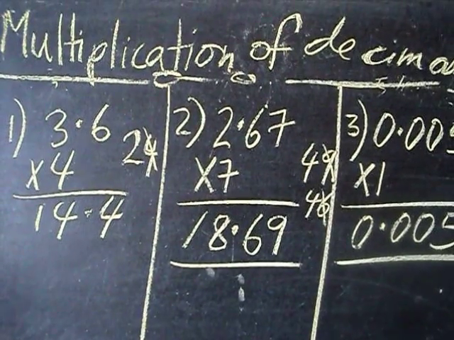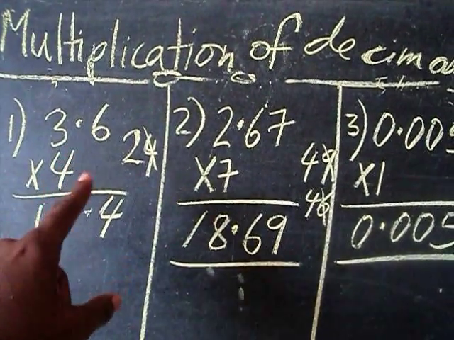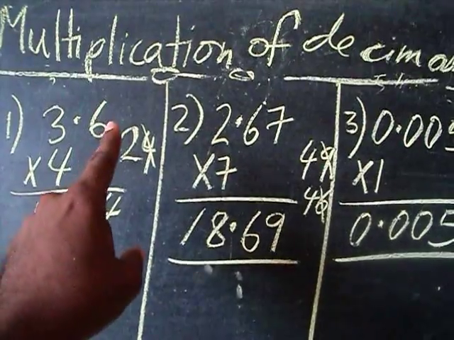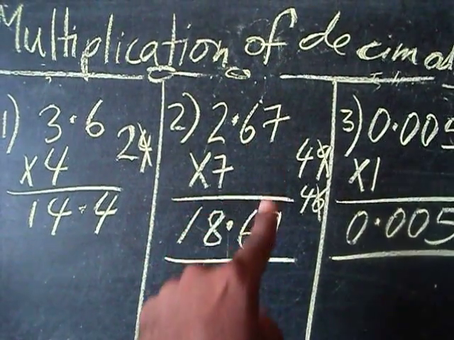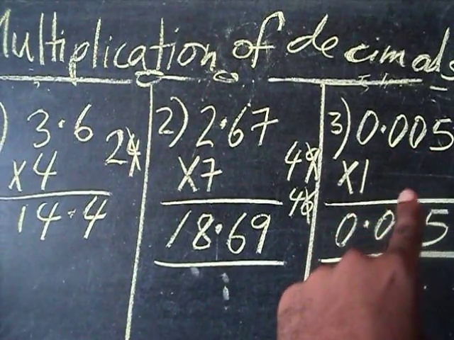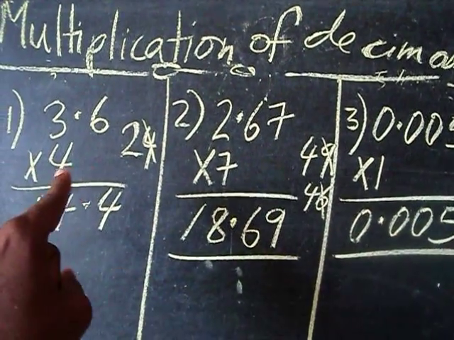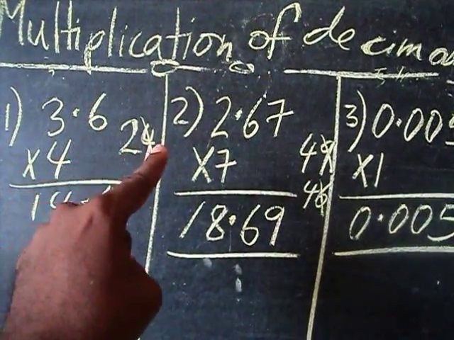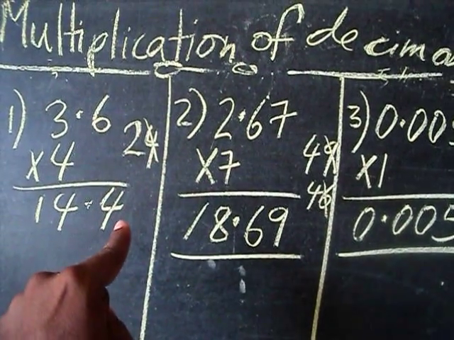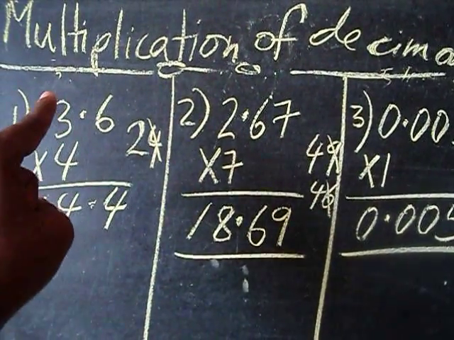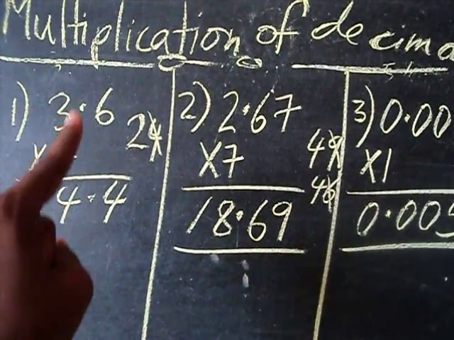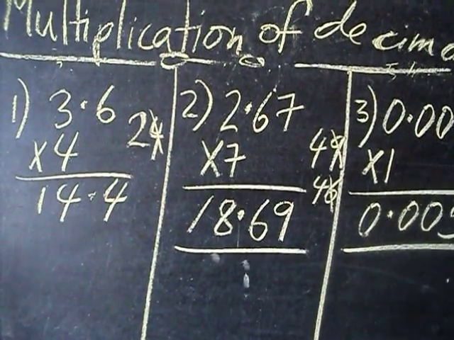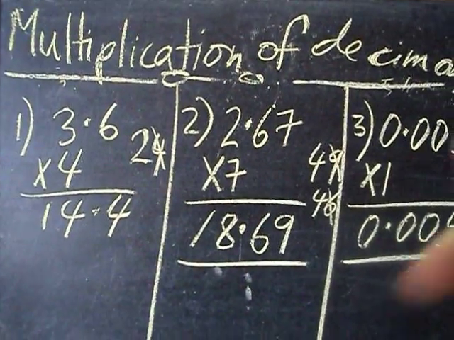But as you can see here, with one decimal place, you have one, with two decimal places, you have two, and with three decimal places, you have three. 4 times 6 is 24. Take your 4, put your 4 here. Take your 2 on top here. 4 times 3 is 12 plus 2, that's 14.4. As you can see here, same thing.